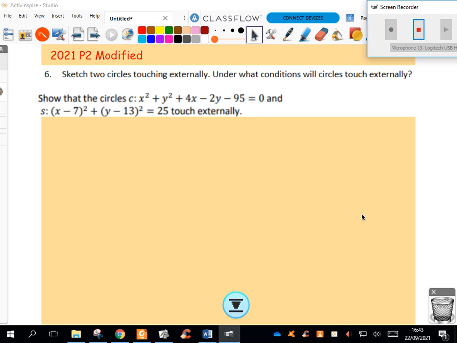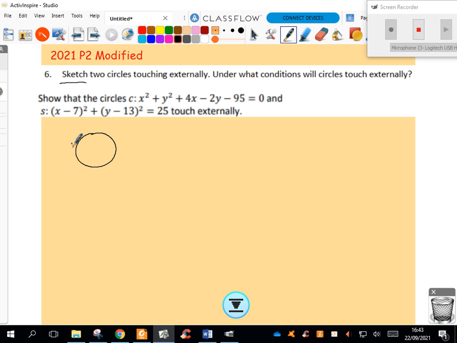Okay, so I'm looking at last Thursday's class, looking at this modified paper. The first part of this question 6 says sketch two circles that are touching externally. So sketching two circles, I'm not going to be very accurate, it just says sketch. I'll do my best circle drawing.